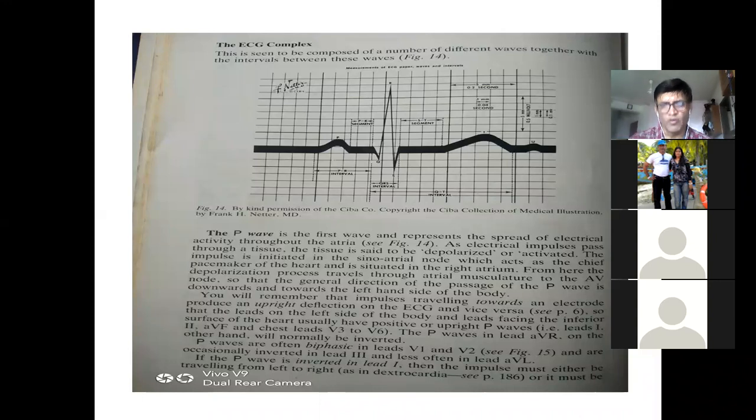The normal value is less than 3 small squares. The normal P wave should not be more than 3 small squares, which means not more than 0.12 seconds. Is it clear? If the P wave is more than 3 small squares, the P wave is called prolonged.